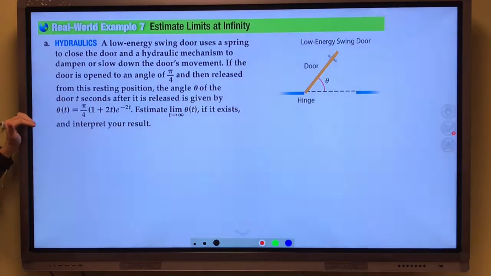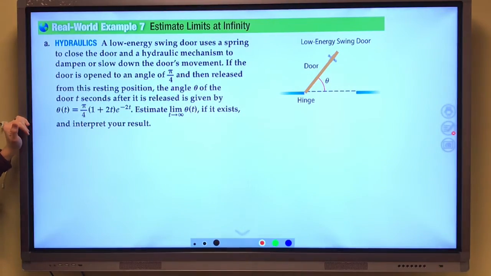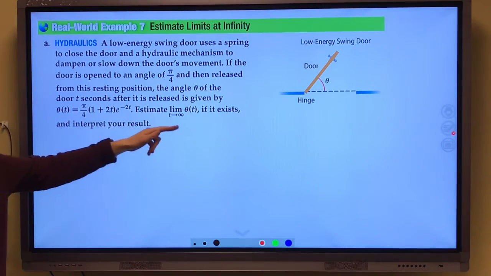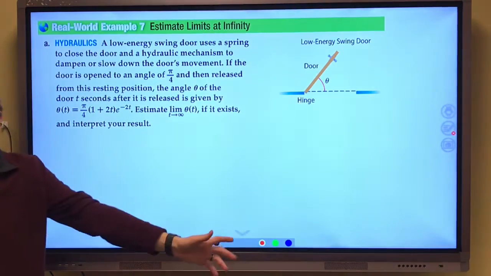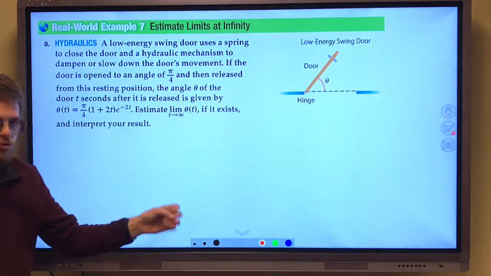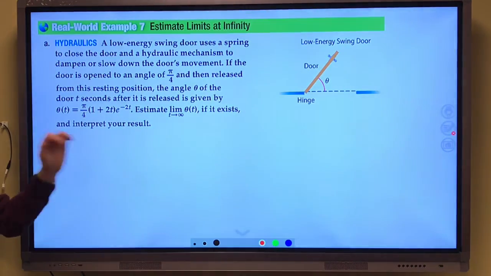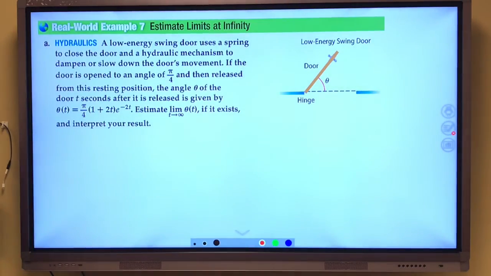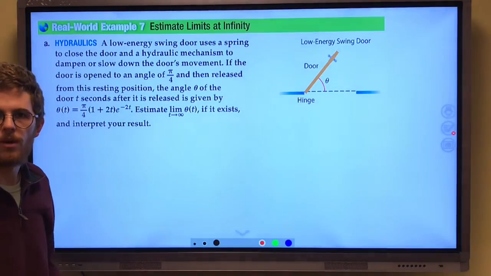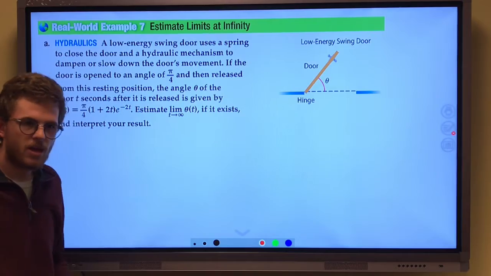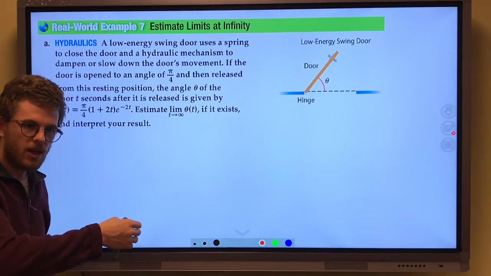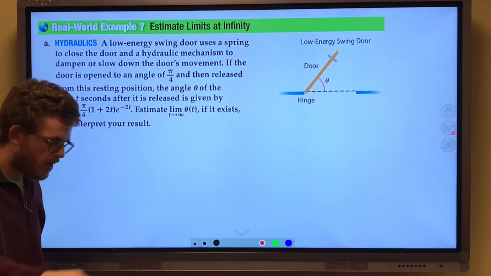Now I know this function looks terrifying, it looks ridiculous. Of course we could graph it and make some sense of it. But as the time gets further and further away from when it was released, if it exists, we'll find that limit. Well, think about that. If you've ever released a door that has a spring on it, you release it, and it might come back, and it's slow.